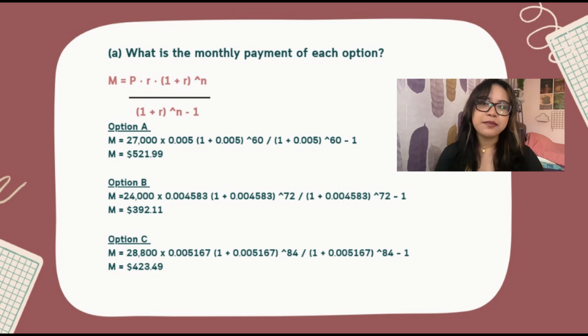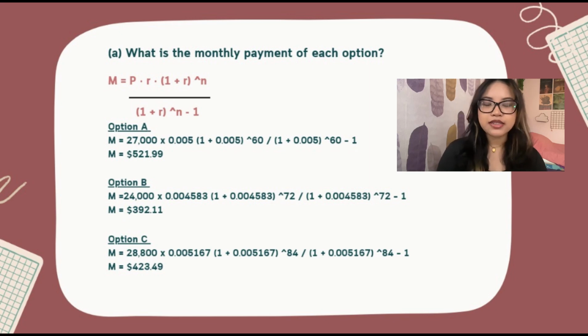Next, we calculate the monthly payments for each option using this formula. M is the monthly payment, P is the loan amount, R is the monthly interest rate, and N is the number of months in the loan term. For option A, the loan amount is $27,000, the monthly interest rate is 0.005, and the loan term is 60 months. Plugging these values into the formula, the monthly payment comes out to $521.99.